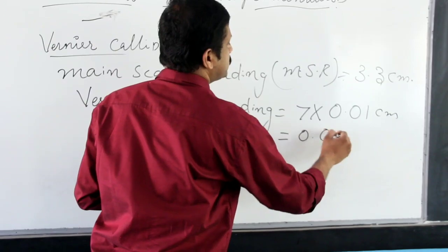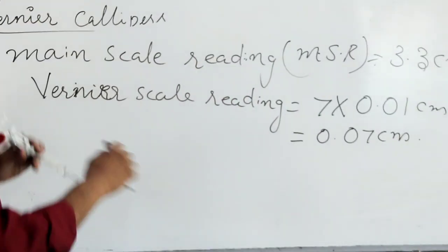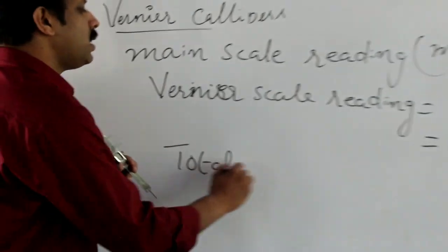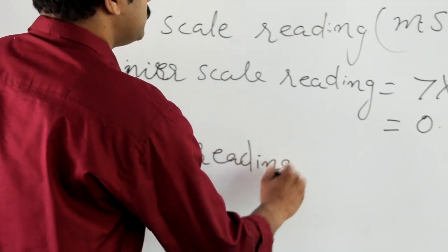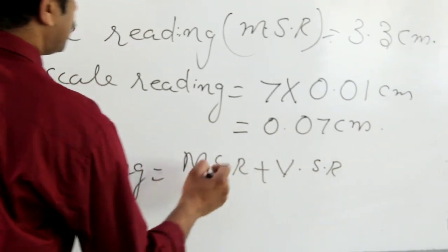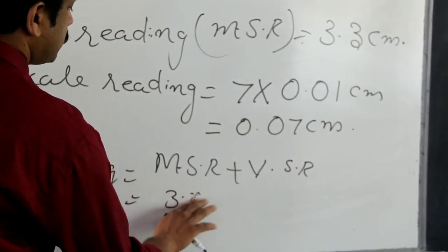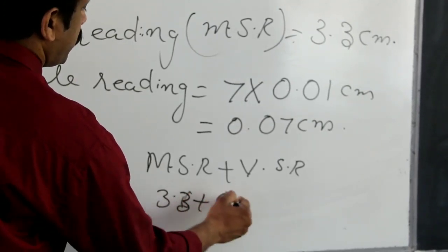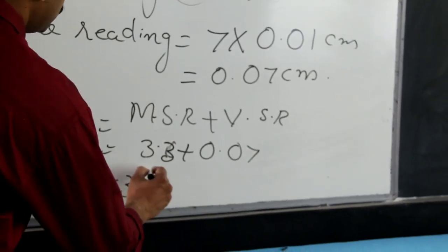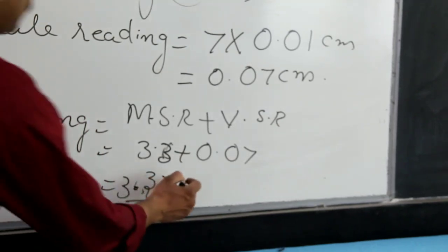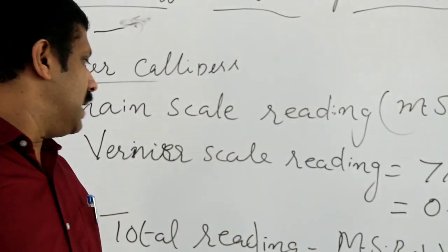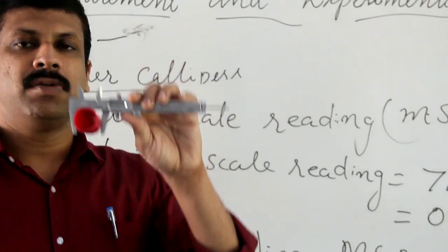0.07 centimeters. So we have already found the main scale reading as well as the vernier scale reading. Total reading is equal to MSR plus VSR, that is equal to 3.3 plus 0.07, which is equal to 3.37 centimeters. The unit is very important. 3.37 centimeters will be the reading of the diameter of the given object.